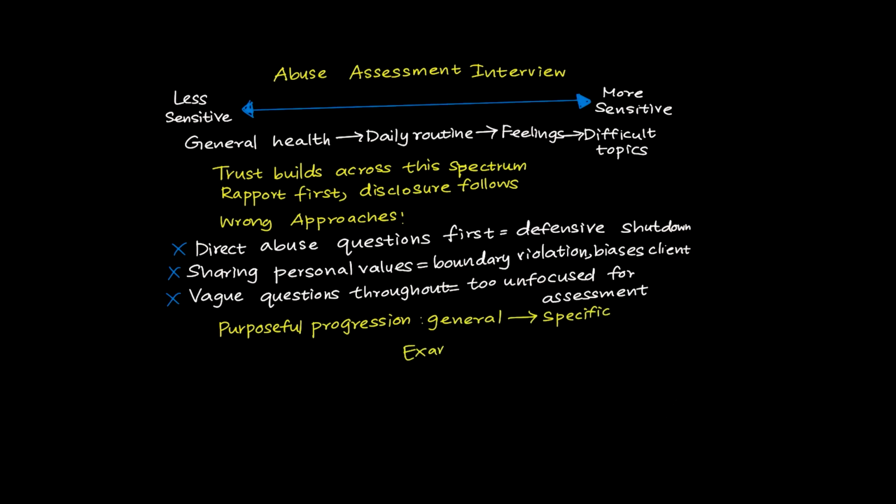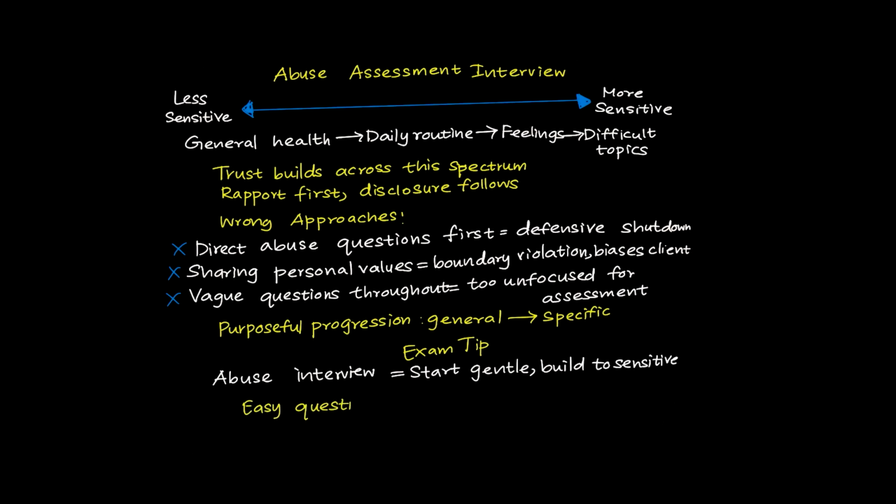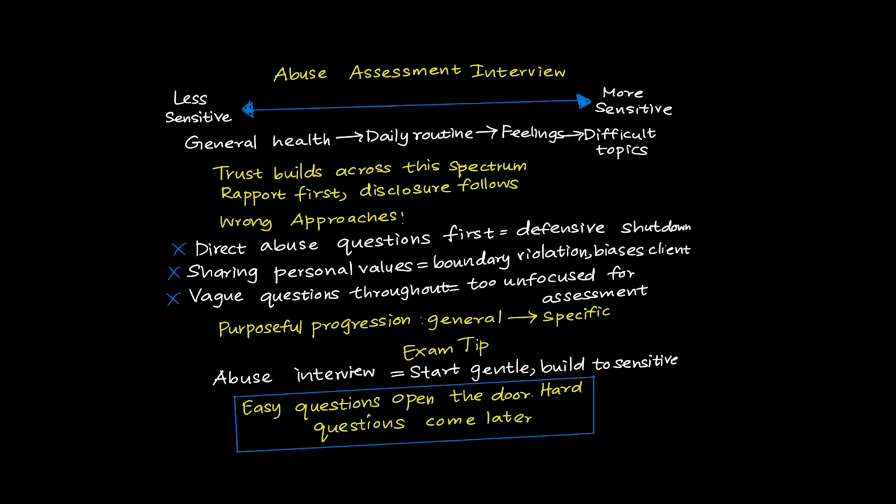Here's a WGU D455 exam tip for you. Abuse assessment interviews always start gentle and build toward the sensitive material. The answer is always begin with less threatening questions to build rapport. Quick recall hook. Abuse interview equals build trust first. Easy questions open the door. Hard questions come later.